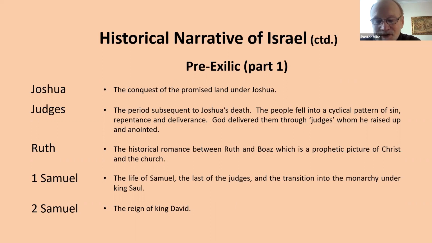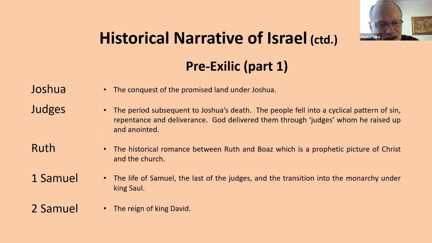So God delivered them through what are known as judges, whom he raised up and anointed for that task. So you can read about men like Gideon and Samson and Jephthah and so on. Really tremendous stories of how God delivered the Israelites through them. Then you've got this little book called Ruth. It's only 4 chapters, but it's a beautiful little book. And it describes the historical romance between Ruth and Boaz. And that's a prophetic picture of Christ and the church.